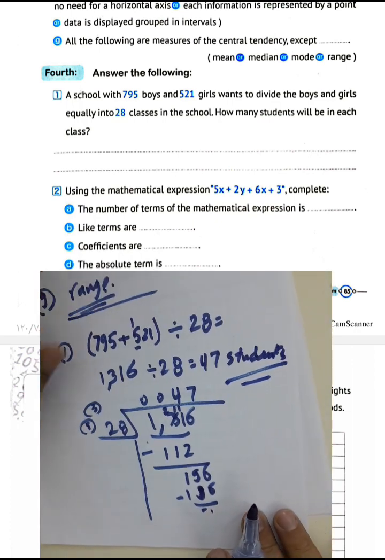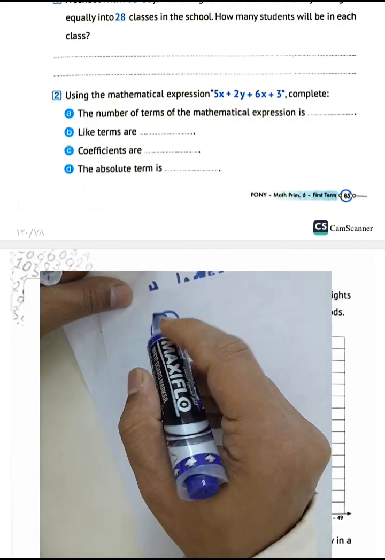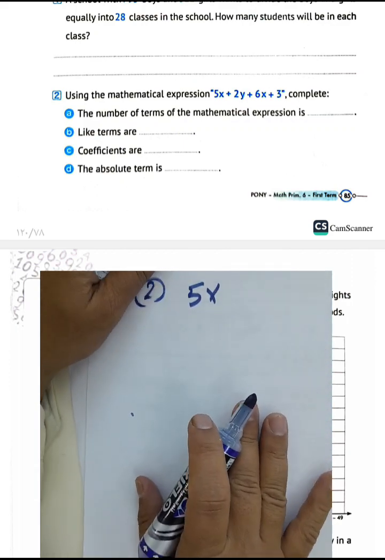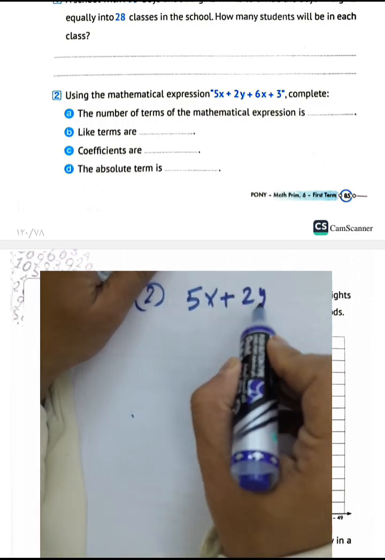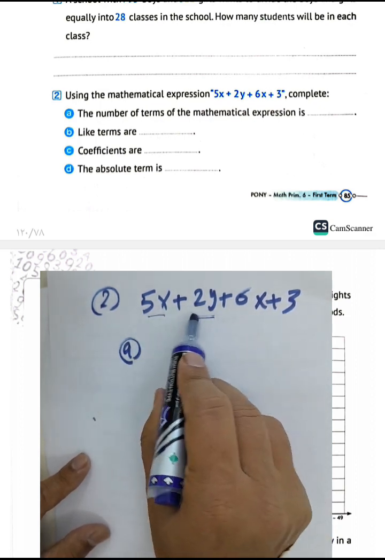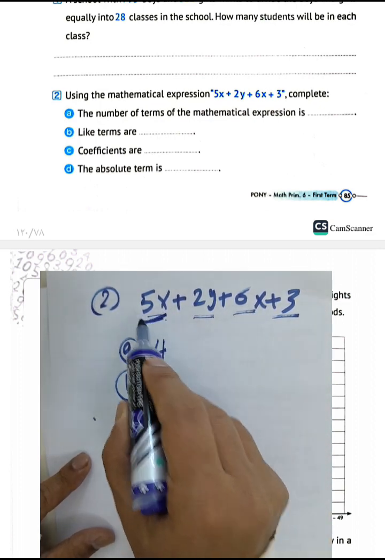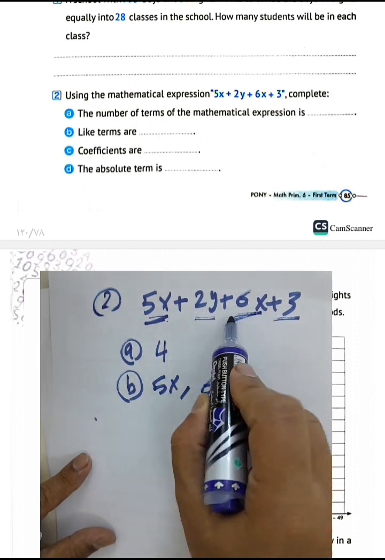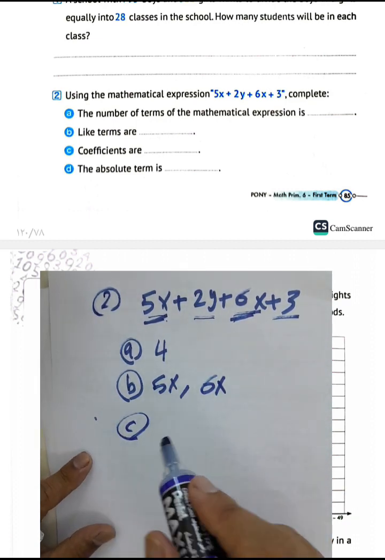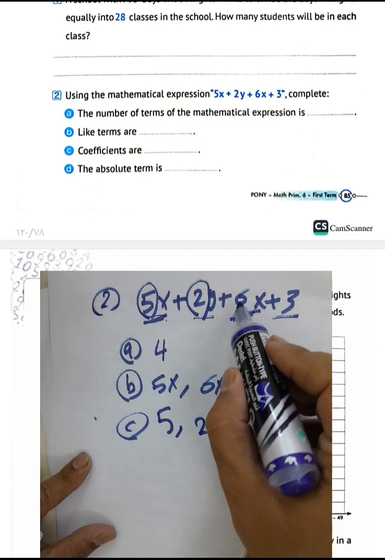in each class. Okay. Question number 2, using mathematical expression and complete. We have this expression of question number 2, 5x plus 2y plus 6x plus 3. Letter A, you want to find the number of terms here: 1, 2, 3, 4. Letter B, like terms here, 5x and 6x are like terms. Letter C, the coefficients here will be 5 and 2 and 6.